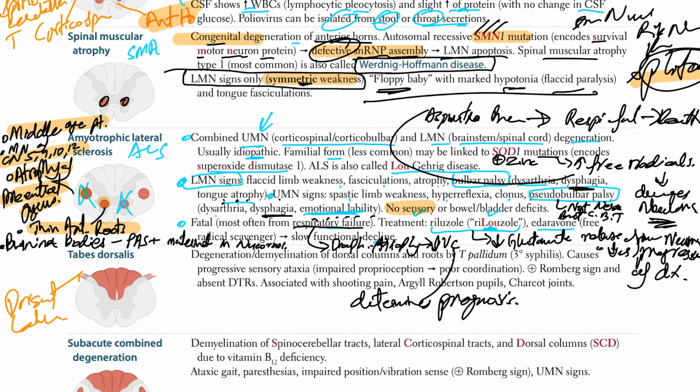Okay. And this SOD mutation: normally SOD was encoding for superoxide dismutase. If you recall, superoxide dismutase is used in the removal of free radicals. So when you have a mutation in superoxide dismutase, it's going to cause free radical damage, and that's going to damage neurons. When you damage the neurons, you have glutamate release from these neurons, which causes excitotoxicity, meaning more and more damage to the neurons.